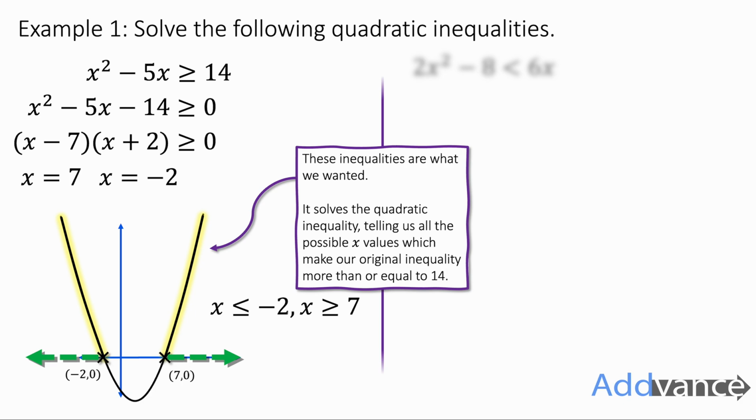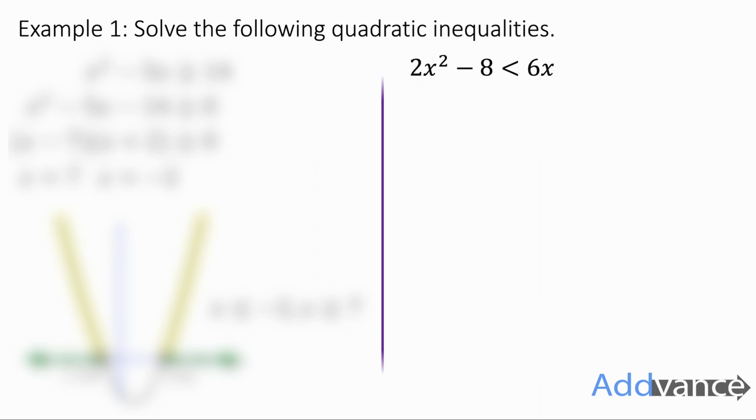You can check this, of course, by choosing an x which satisfies our answer, for example x equals minus 3, that is less than or equal to minus 2, and substituting it into the original, and you will get an answer more than 14. That's just a way of checking that it works. Now let's look at the other one.